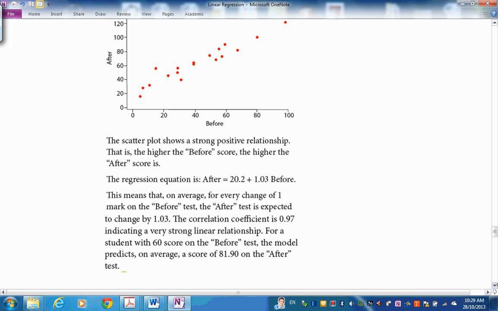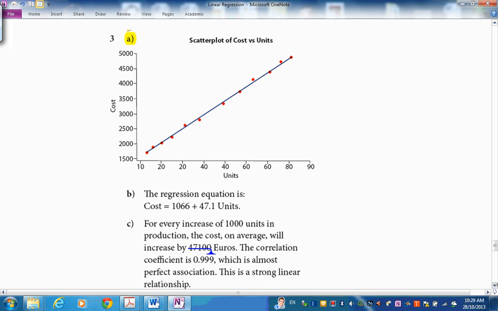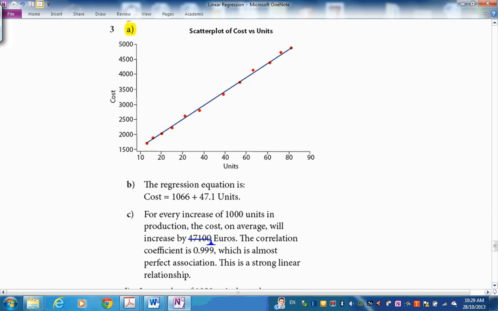Okay. Come down then to question 3. A bit more of question 3 coming up in a minute. Don't know what this blue mark is. 47,100 euros. Better check that, because this is 1,000 units. For every increase of 1,000 units in production, the cost on average will be increased by that. I think 1 unit here was 1,000. I think that's what they're getting at there. Okay, I want to check that. We'll have a look at that later.